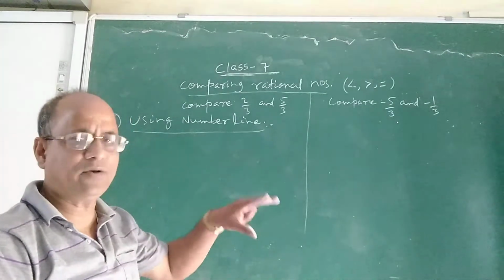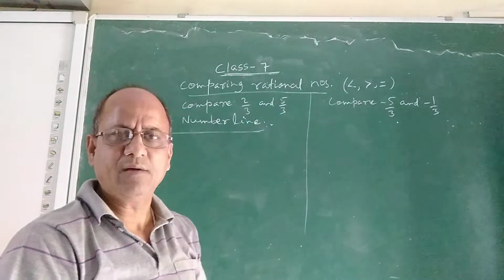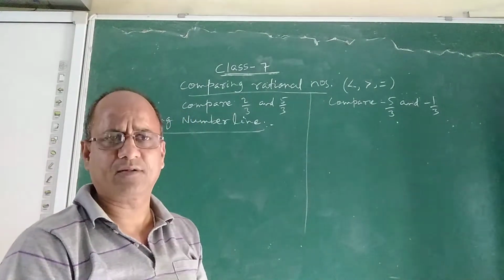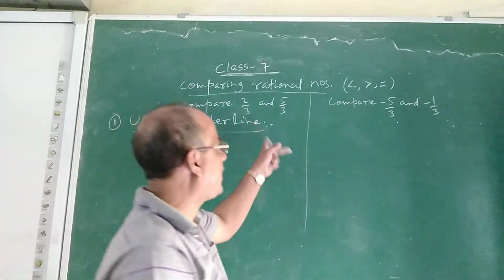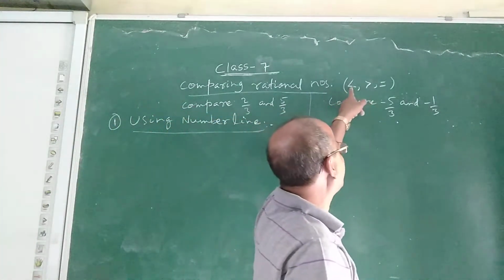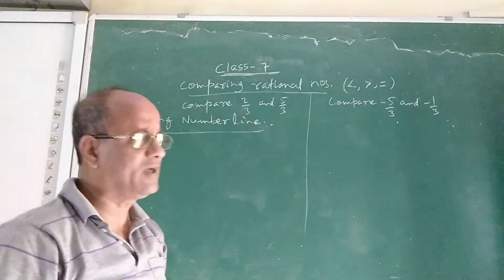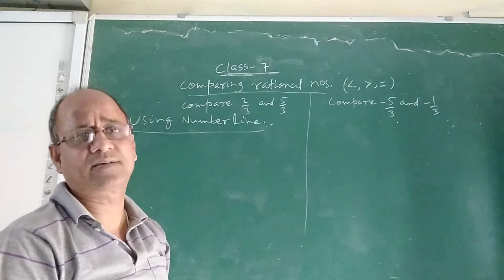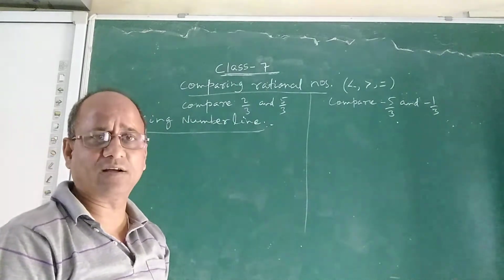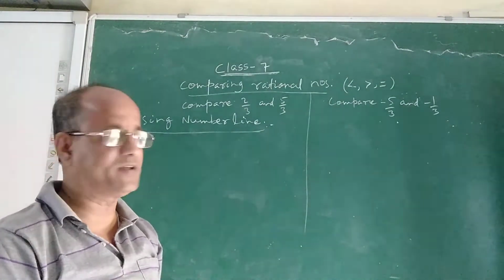When we compare two numbers, any number, not only rational numbers, what do we mean? We mean we have to find one of these three relations: less than, greater than, or equal to. That means if you are given two numbers and you want to compare them, you want to find which number is greater than the other or less than the other, or whether both numbers are equal to one another. That is what is known as comparison.